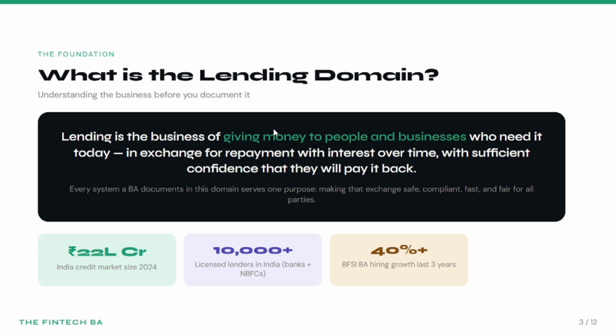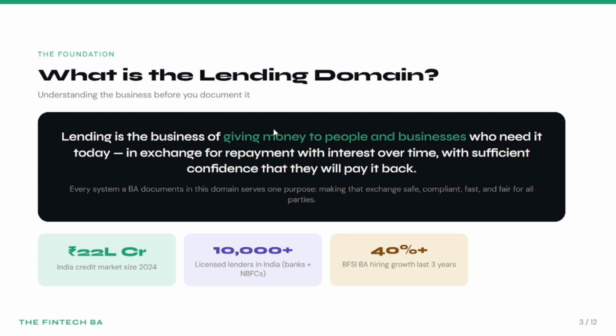Now, lending is the business of giving money to people and businesses who need it today, right? In exchange for repayment with interest over time, with sufficient confidence that they will pay it back, right? So every single word in that definition matters for a BA. People and businesses who need it today: that tells you the borrower is in a position of genuine need. Every system you document should serve that need efficiently.